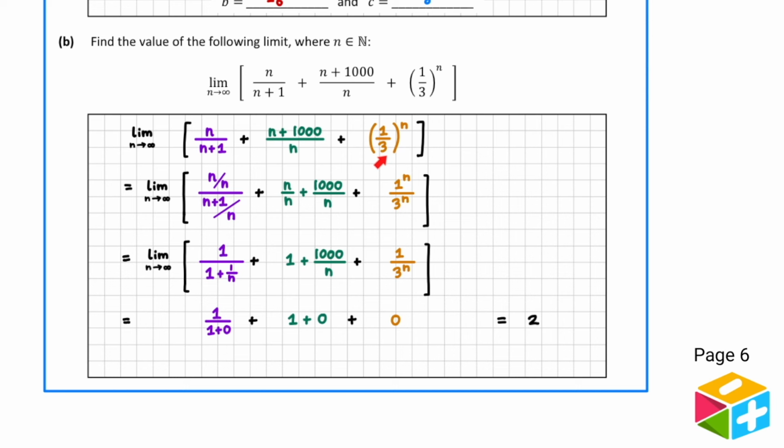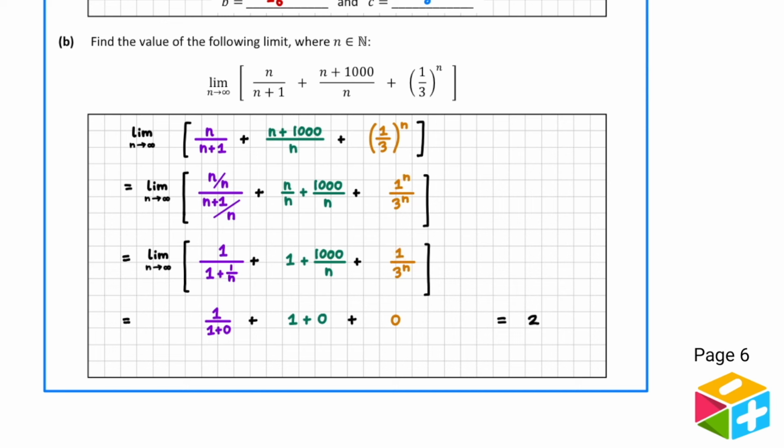Finally, let's look at the 1 over 3 to the power of n term. One of the laws of indices says that if you raise a fraction to a power, both the numerator and the denominator should get a copy of that power. So this can be rewritten as 1 to the power of n divided by 3 to the power of n. 1 to the power of n is 1, so this simplifies to 1 over 3 to the power of n.